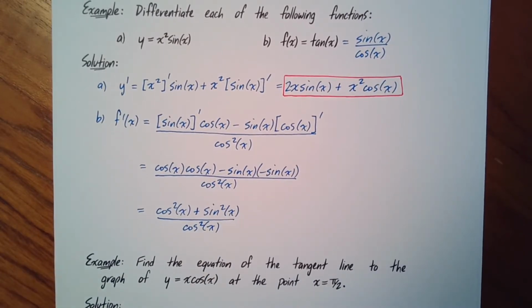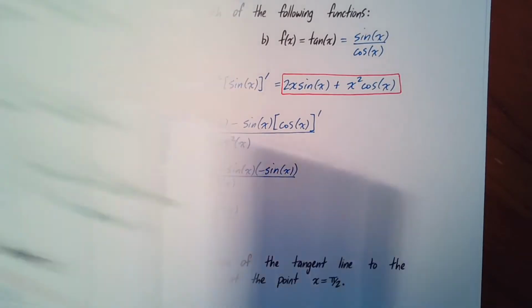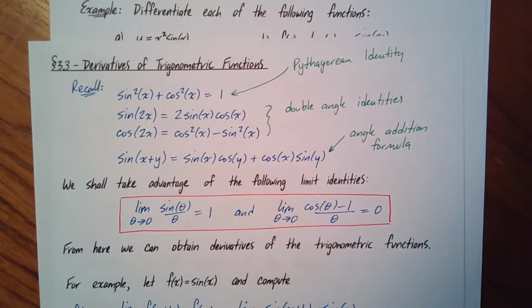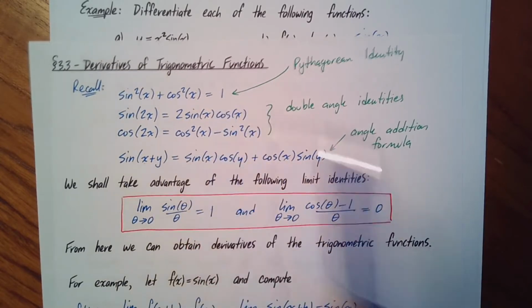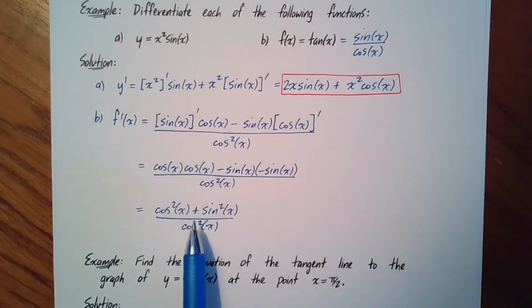Now what? Well, remember one of those identities that we talked about at the very beginning. As a reminder, if I have sine squared of x plus cos squared of x, that just ends up being equal to 1. And that's exactly what you have here in the numerator. You've got cos squared.